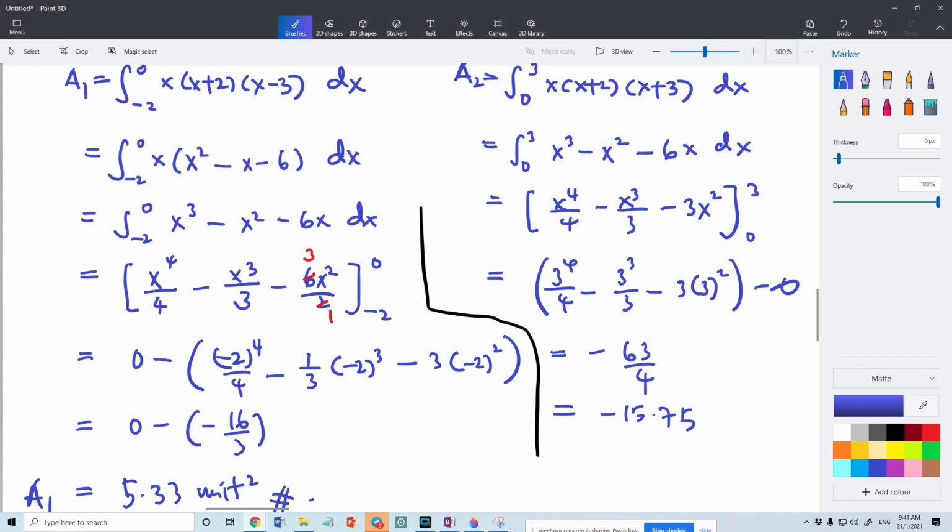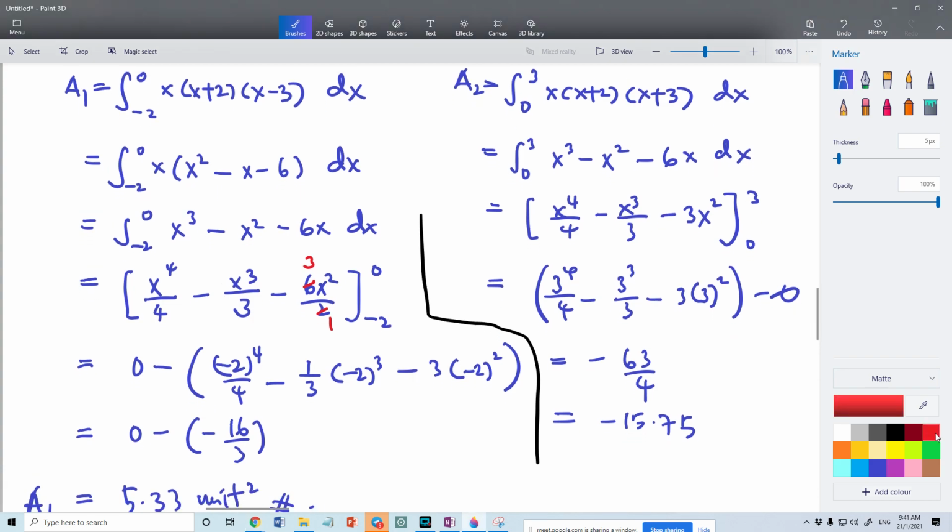Okay, now how to make the positive answer? Because area cannot be negative, right? So in order to get a positive answer, one thing you need to do is modulus. You do a modulus. So you put modulus on every equation here. The last answer you change to a positive answer. Can follow? Because area cannot be negative. So if you have a negative answer, then you should put modulus. So we have one extra thing here: we put modulus.